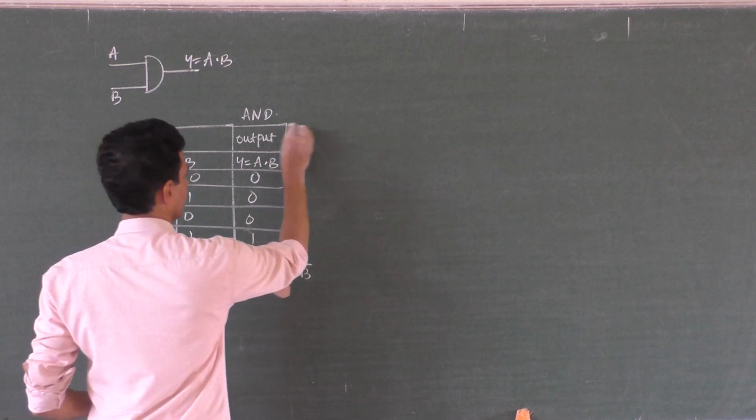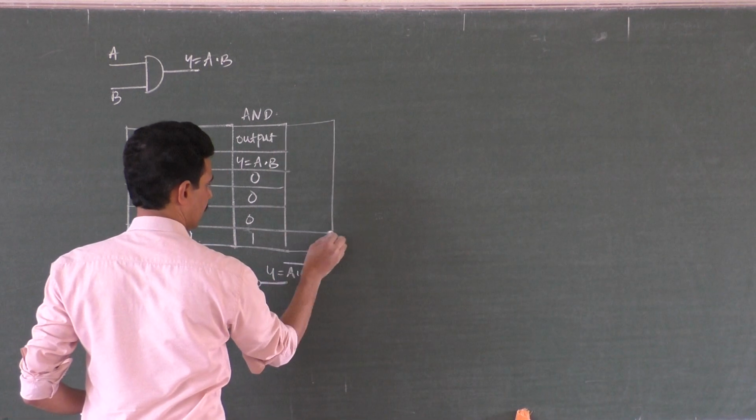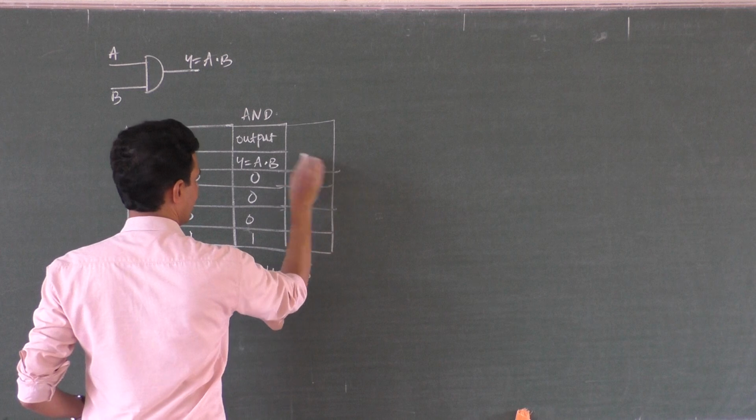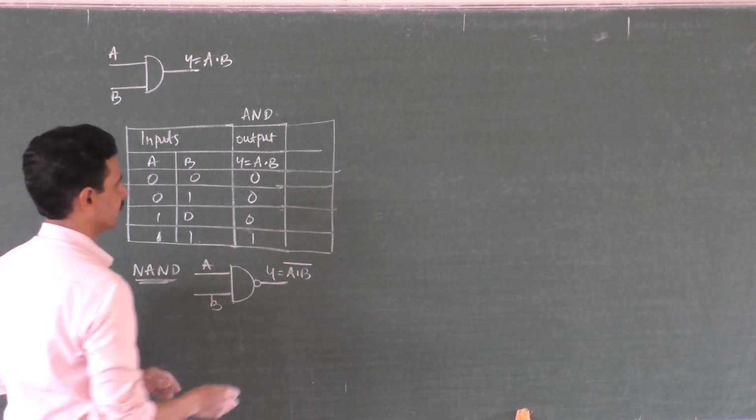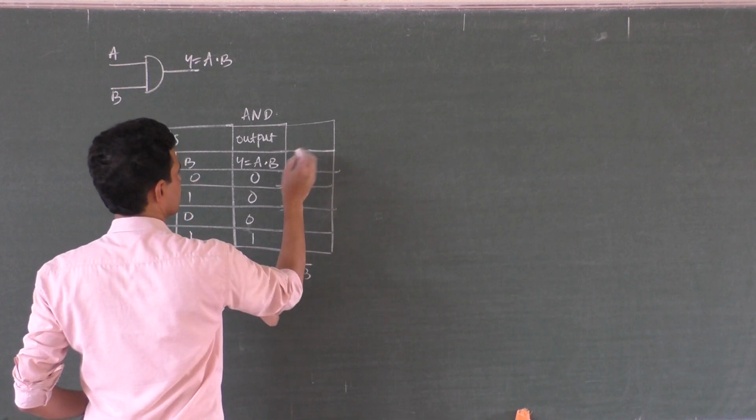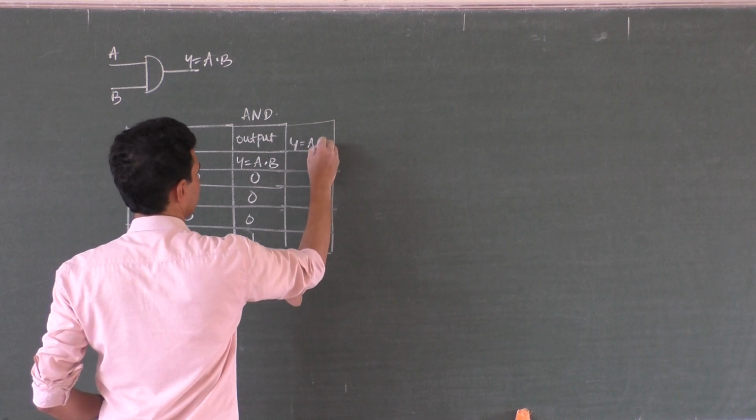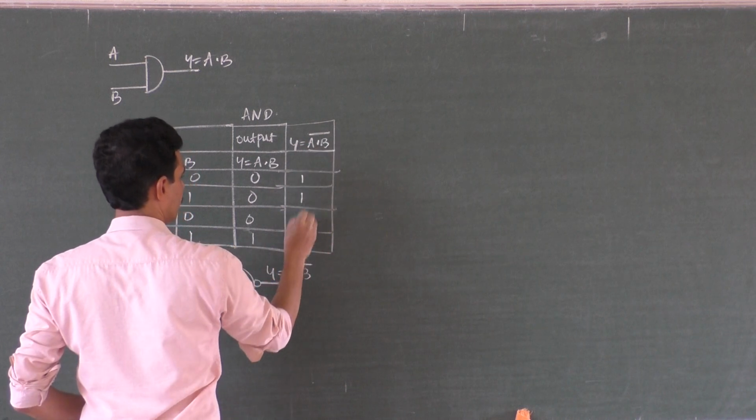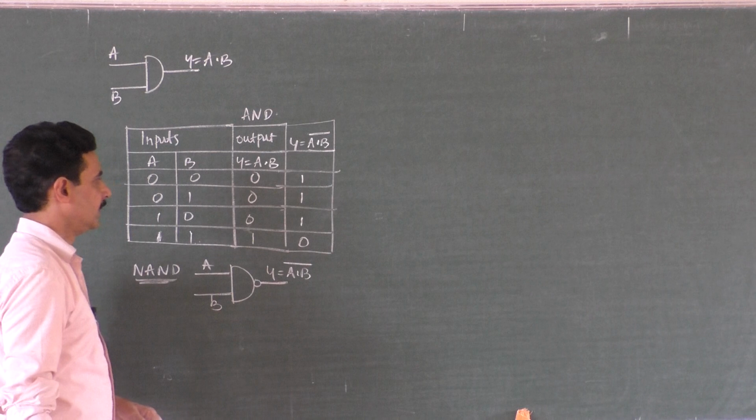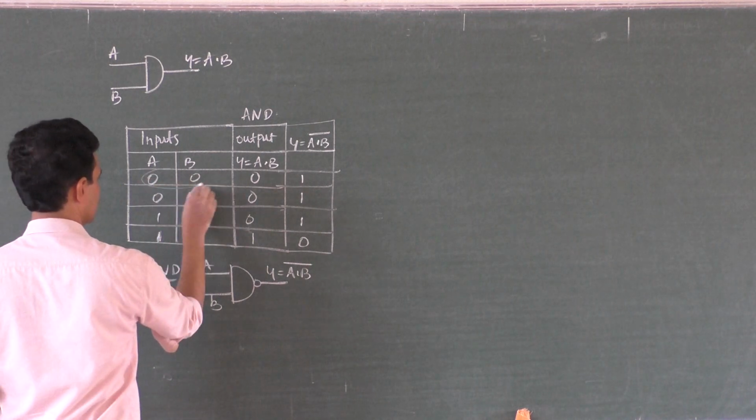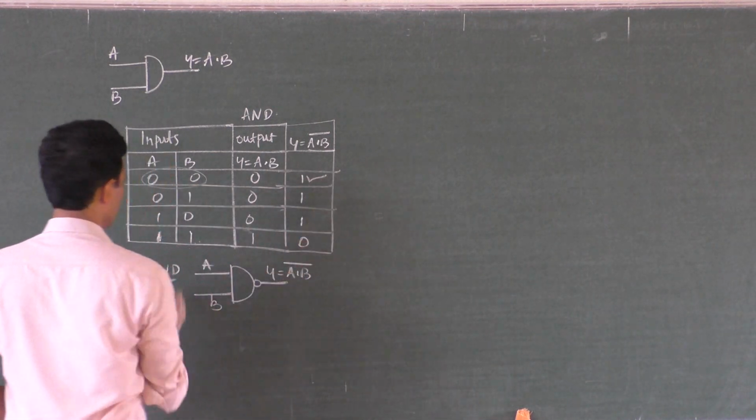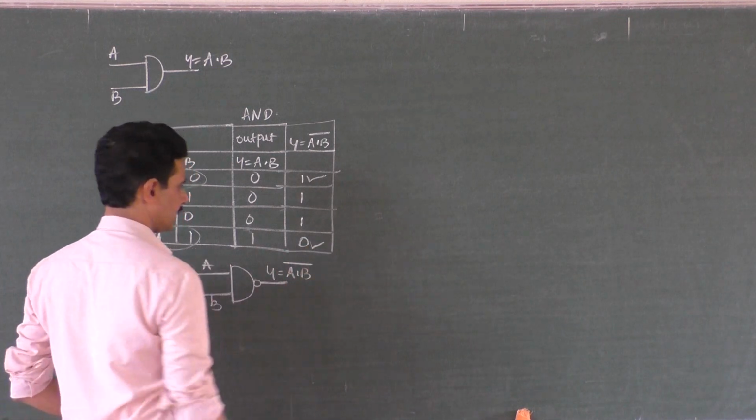So how is the truth table? I will extend this and I will write it here only. Of course, if you are asked, you have to write A, B and output separately. Output is Y is equal to A dot B bar. That means it is 1, 1, 1, 0. Now you see these two. 0, 0, 1, 1, 1, 0. Is it not a NOT gate?